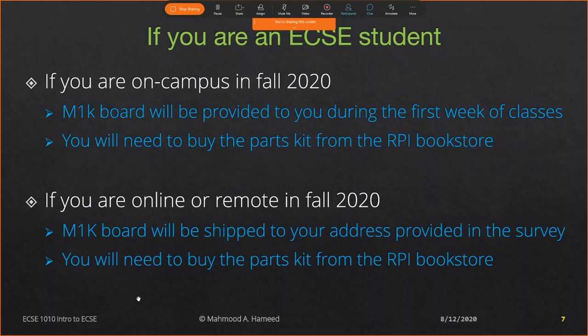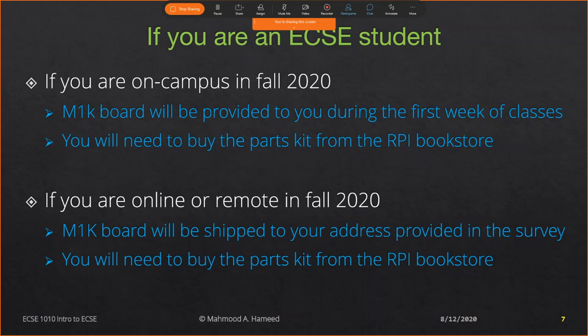You will still need to buy the parts kit from the bookstore. You can put in your order right away. If you are going to be online, then you are probably away from campus, which means that you will have to deal with shipping times. So you should put in the order for the parts kit. Go to the RPI bookstore.